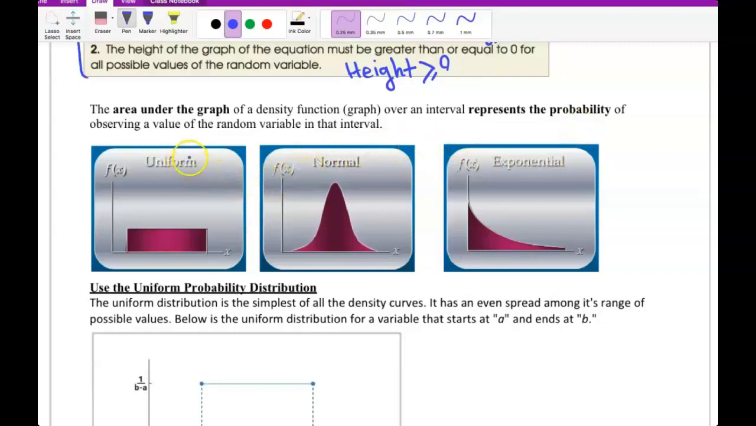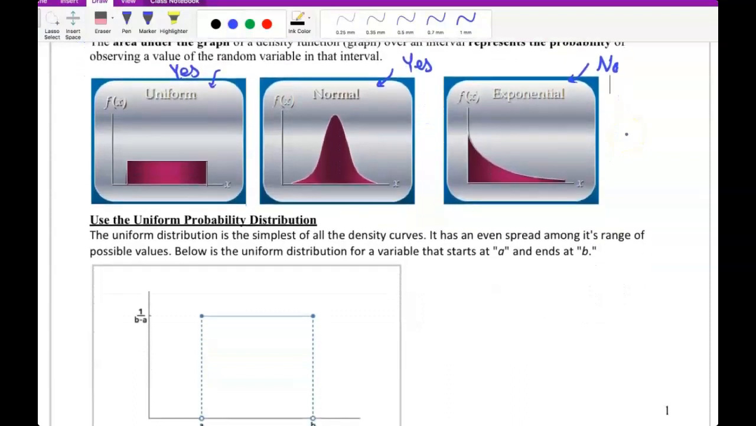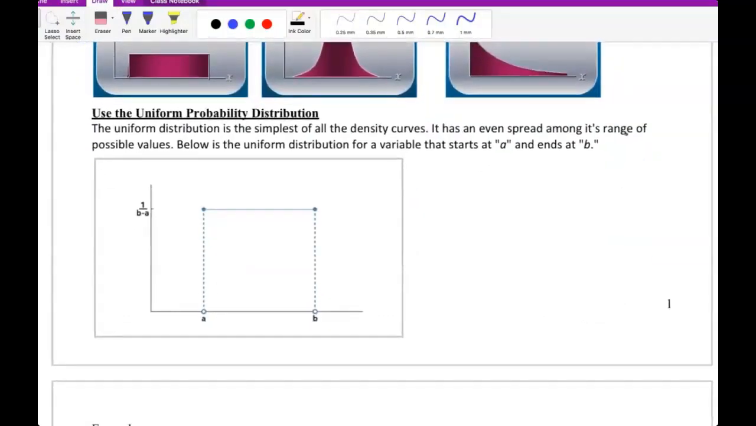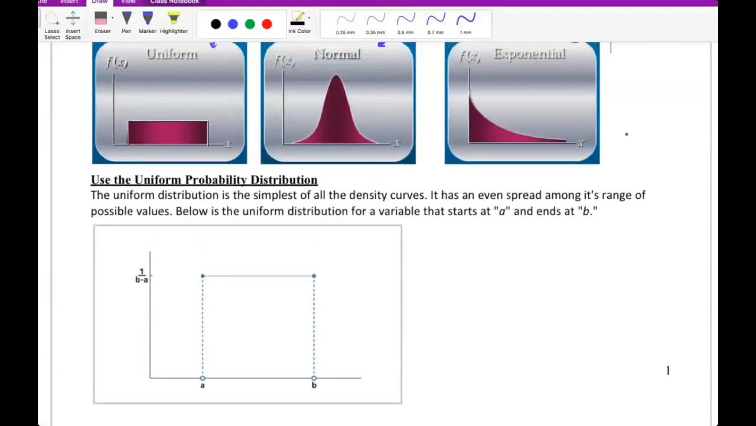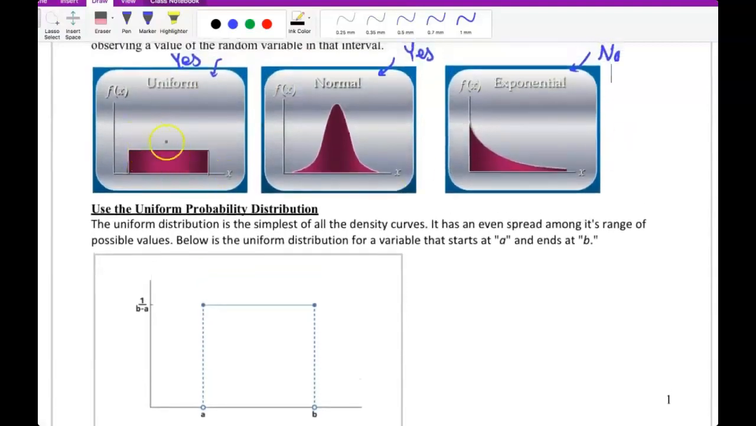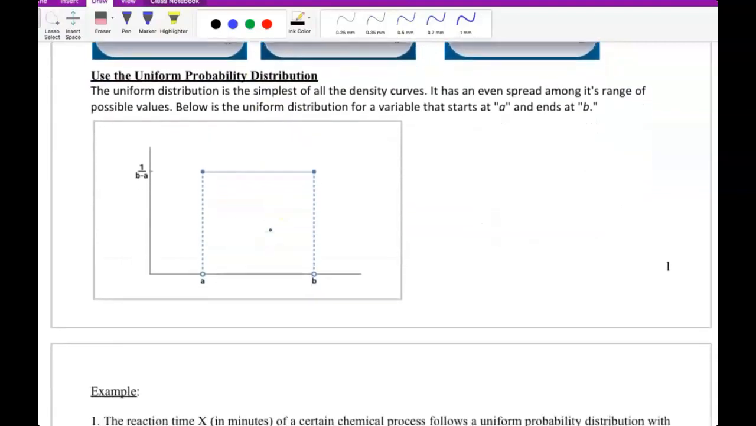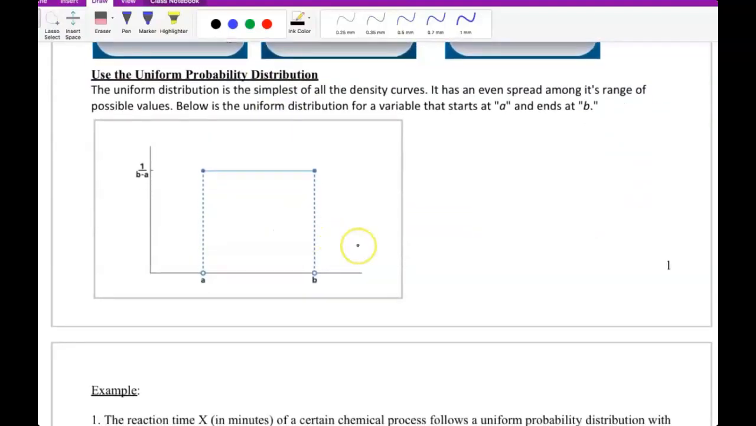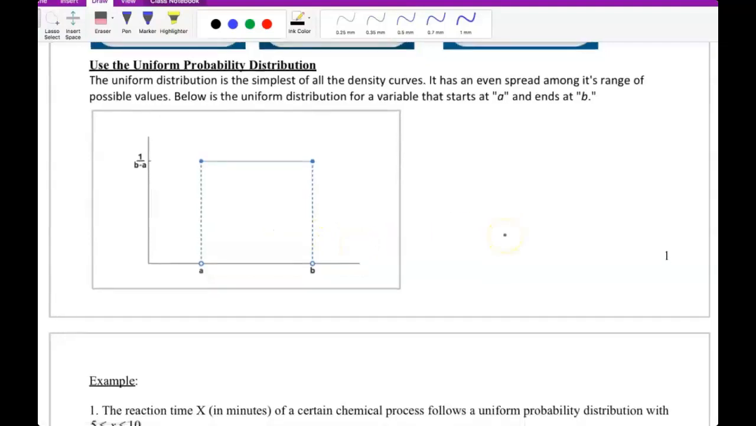And here the first one is uniform. We're gonna cover this in this part. We also have normal distribution, but I don't have exponential in this chapter. Okay, now what we have here is the uniform distribution, and we want to find the probability or area for this part.